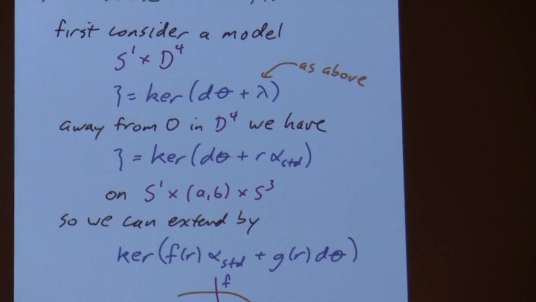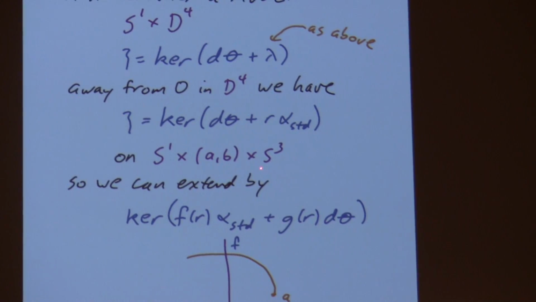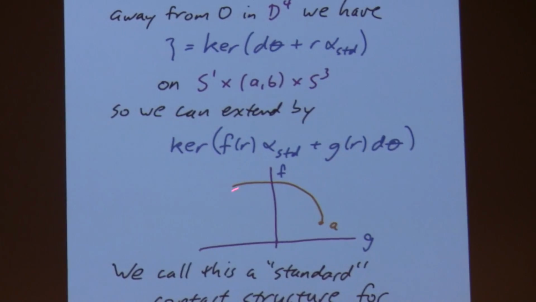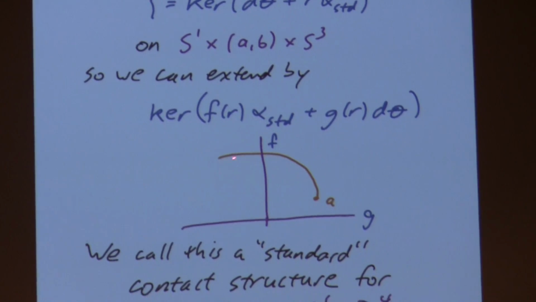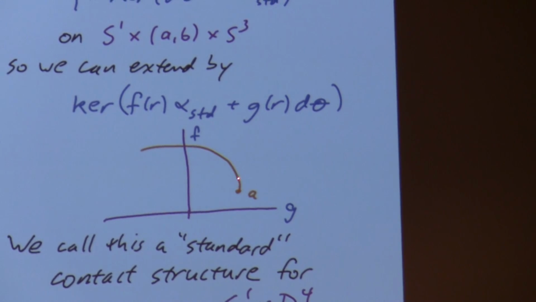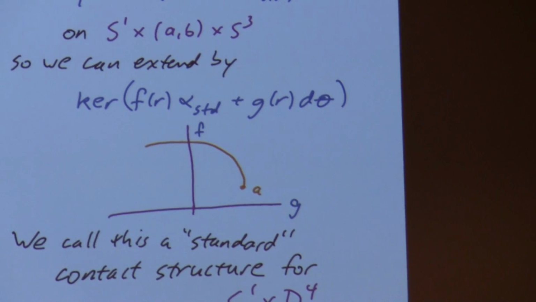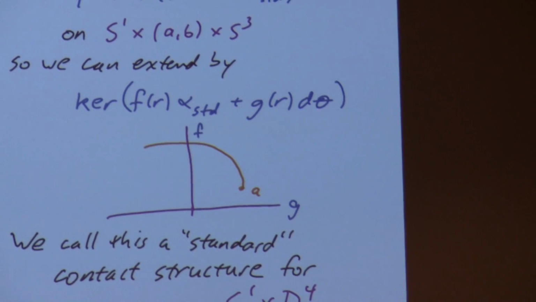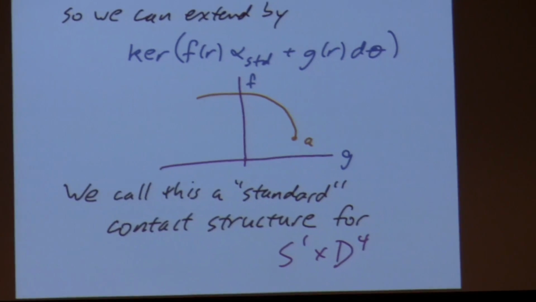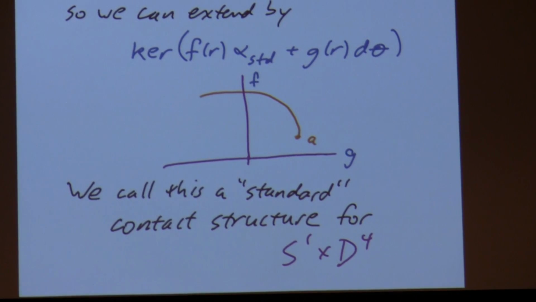Great. So we write it that way on the S1 cross interval cross S3. Again, we look at a contact form of this form, and we have this little bit here. You've got a 1 and an r increasing as you go out. But I'm going to extend it by f and g that go like this, so the g passes 0 here. So you can certainly do that. And I'm going to call this the standard contact structure on S1 cross D4. You might not think it's so standard, but I'm going to call it the standard one. OK.